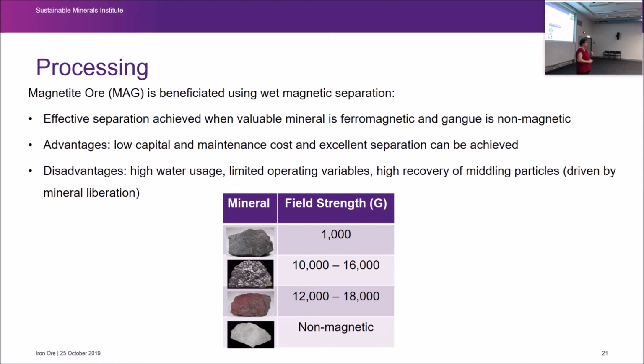If a particle is magnetic, and whether that's a composite particle or not, it will usually get recovered unless you're doing something terrible in terms of plant operation.